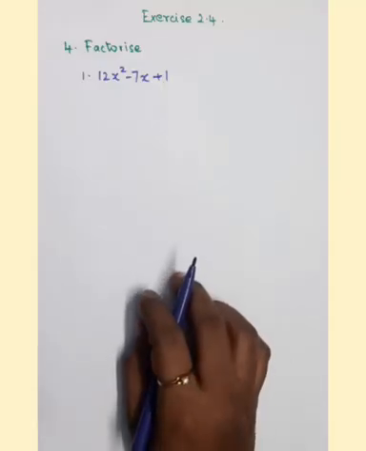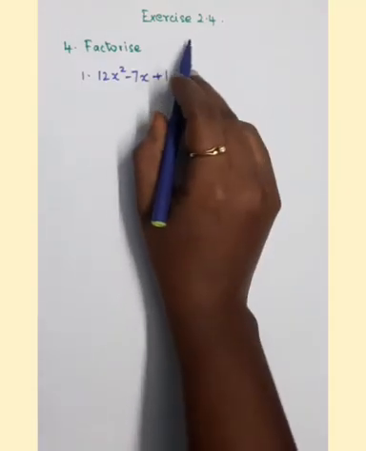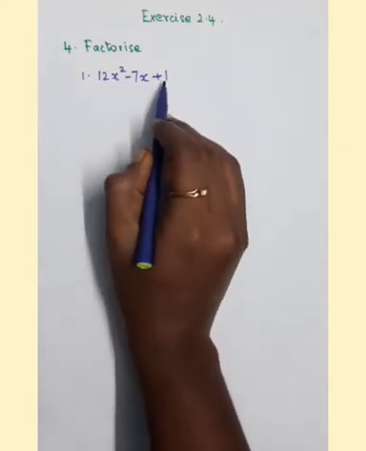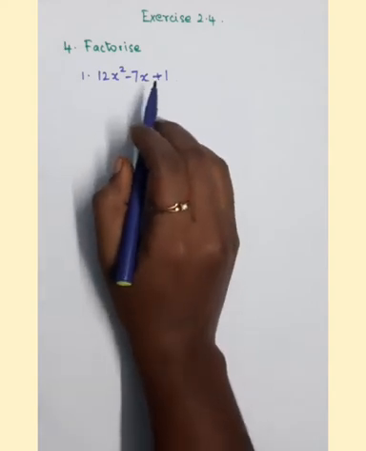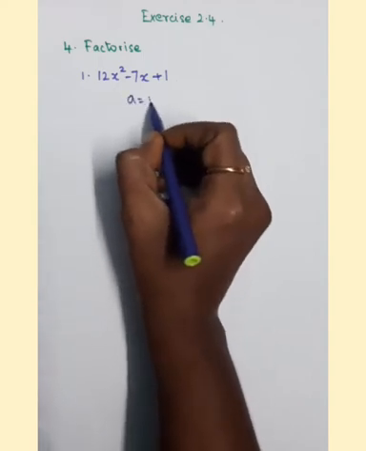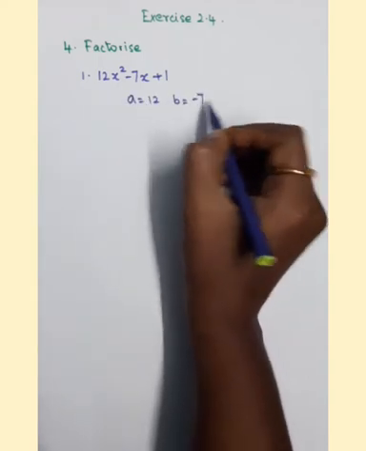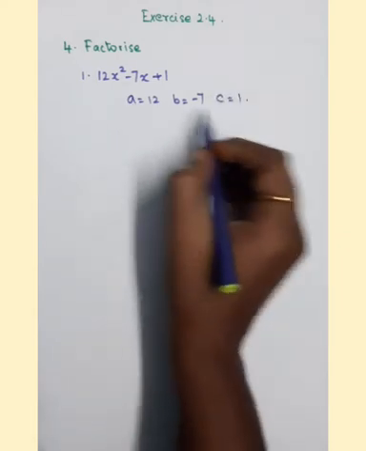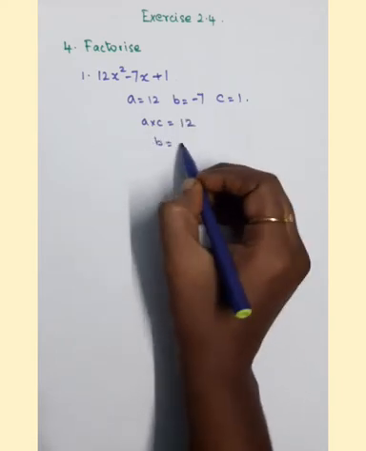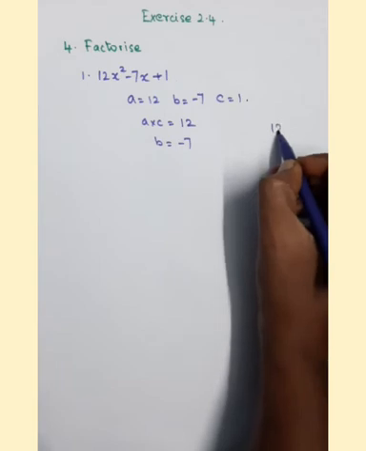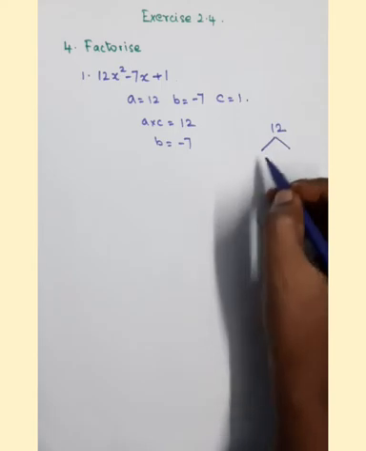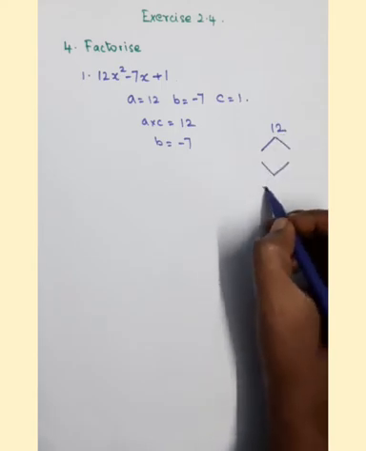Now we are going to solve problems from exercise 2.4. Factorize. The first question is 12x squared minus 7x plus 1. So using the splitting middle term method, we will do this. Here a is 12, b is minus 7 and c is 1. So a into c is 12 and b is minus 7. So we have to find the factors for 12. The factors' product should be 12 and their sum should be minus 7.